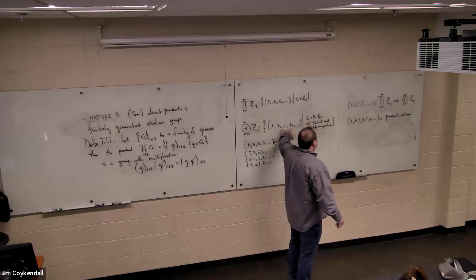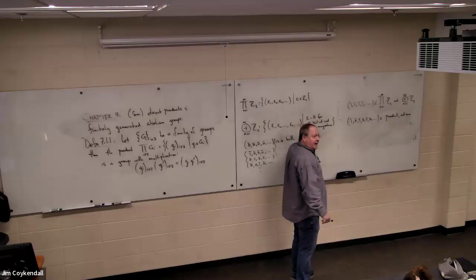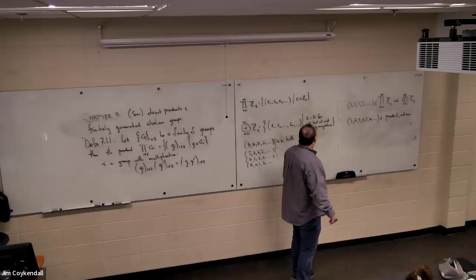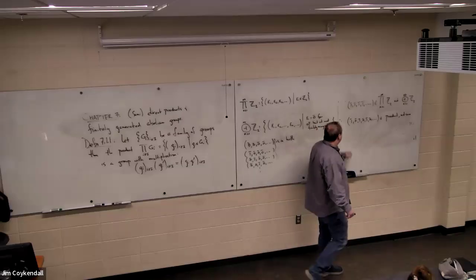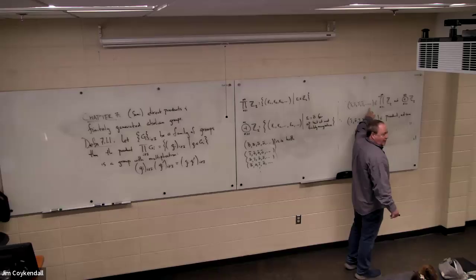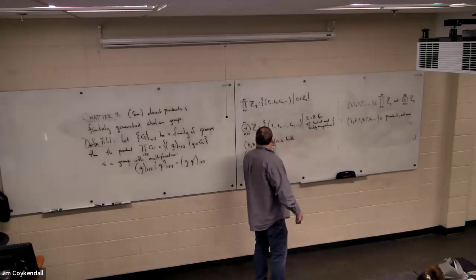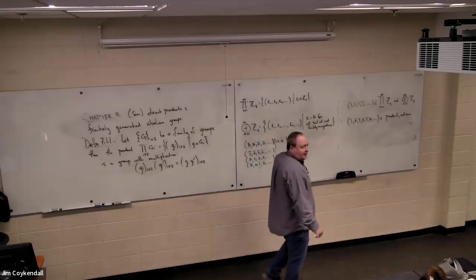It means that the entries of this have to be zero for every entry except finitely many, right? So here's the problem. This one right here, this one right here, they have infinitely many non-zero entries, right? Entries that are on the identity. So they're not in the direct sum, right? So your direct sum has to have only finitely many things deviating from the identity, right?